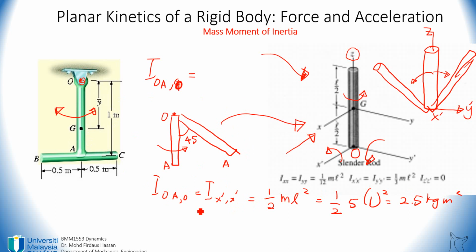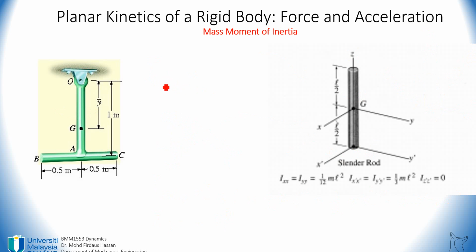How about the second one? The second one is, all right, I BC is what? So let's go to the next page. Now you have to find I BC at O. So you can see that if this is my point O, this is point O, and then this is my rod BC.